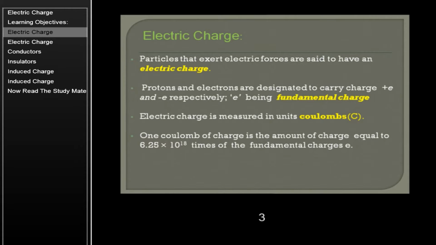In other words, we can also define 1 coulomb of charge as the amount of charge equal to 6.25 × 10^18 times the fundamental charge. Therefore, e equals 1 divided by 6.25 × 10^18, which equals 1.6 × 10^-19 coulombs.